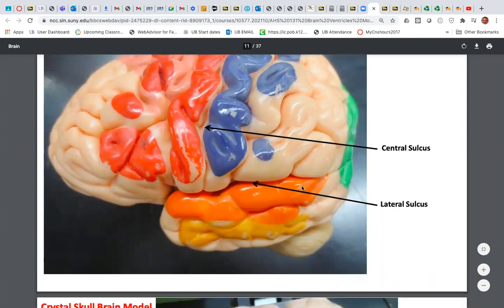Now there's a lateral sulcus, which is this, that separates this portion of the frontal lobe, this portion of the parietal lobe, this portion of the occipital lobe. It separates it from the temporal lobe. This is the temporal lobe. So this is your lateral sulcus here.